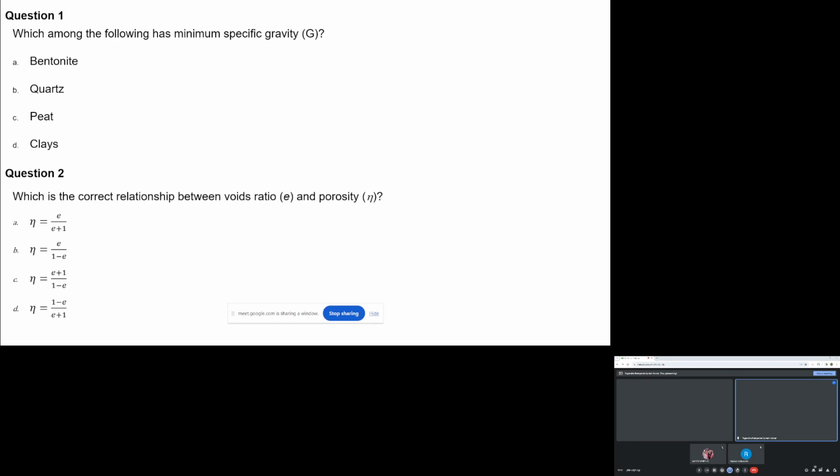Which among the following has minimum specific gravity? Bentonite, quartz, peat, and clays. Can someone respond? Any guesses or any answers?